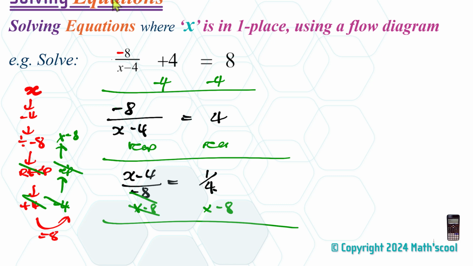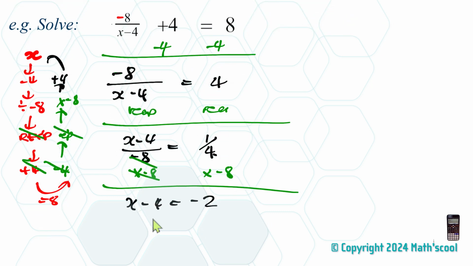And so that's going to give us x minus 4 equals, we're going to times by minus 8, so minus 8 is going to go on the top, minus 8 over 4. Well, that would just be minus 2 then. So let's just tidy that up to minus 2. And then the last thing is to add 4.